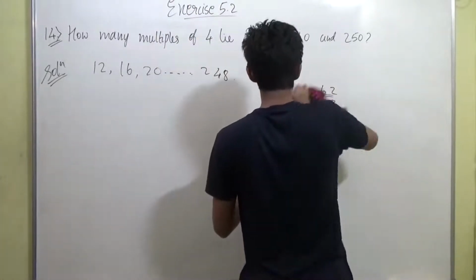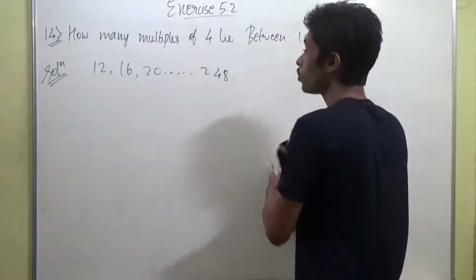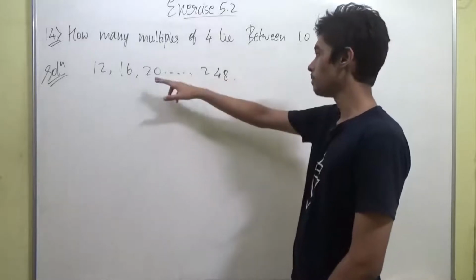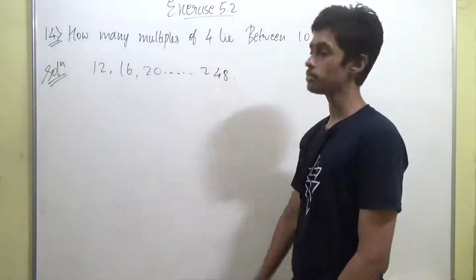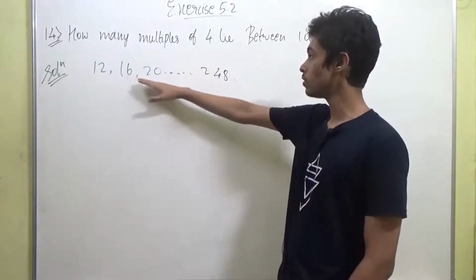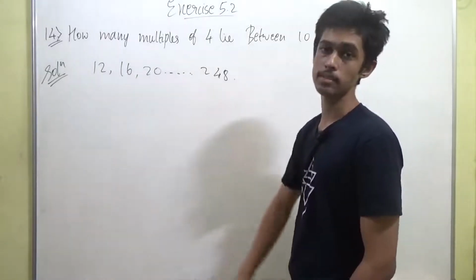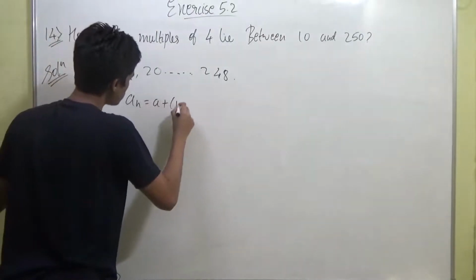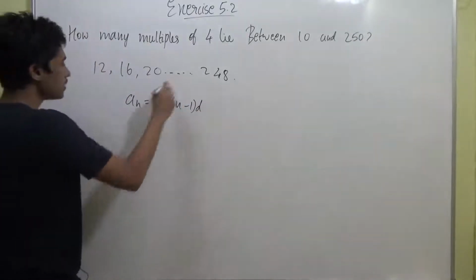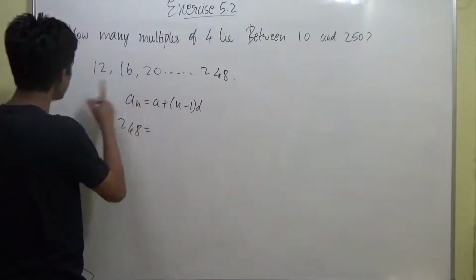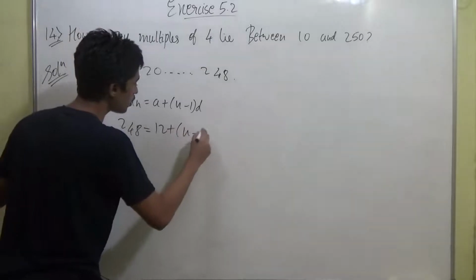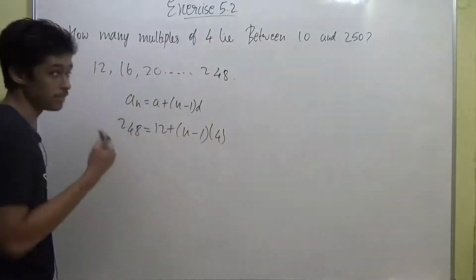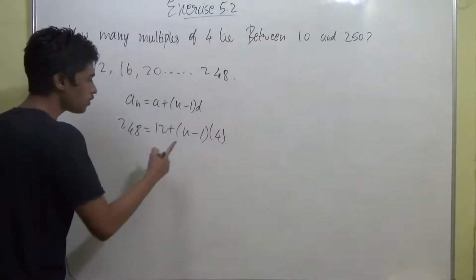Now we have to find how many multiples there are, which means we have to find the total number of terms in this AP. This forms an AP because the common difference is the same between 2 consecutive terms. For that we'll use the same formula, a_n equal to a plus (n minus 1) into d. So a_n is 248, equal to a is 12, plus n is what we have to find, the number of terms in the series, and d is 4. Since it's a multiple of 4, the difference is 4. Now we have to find the value of n.